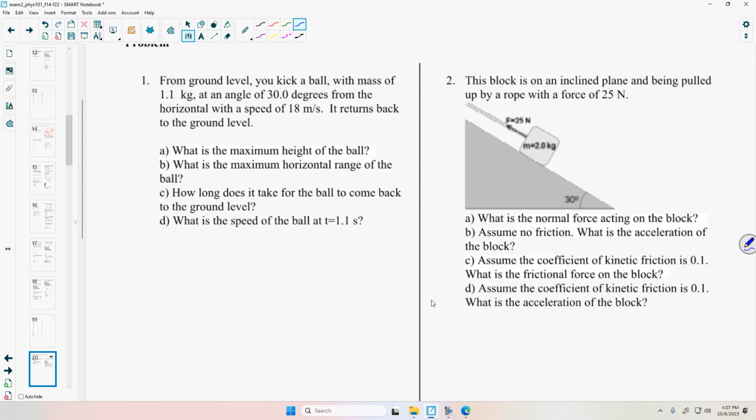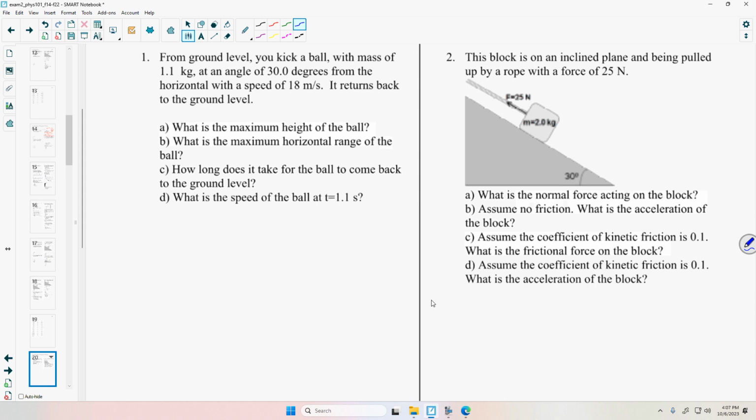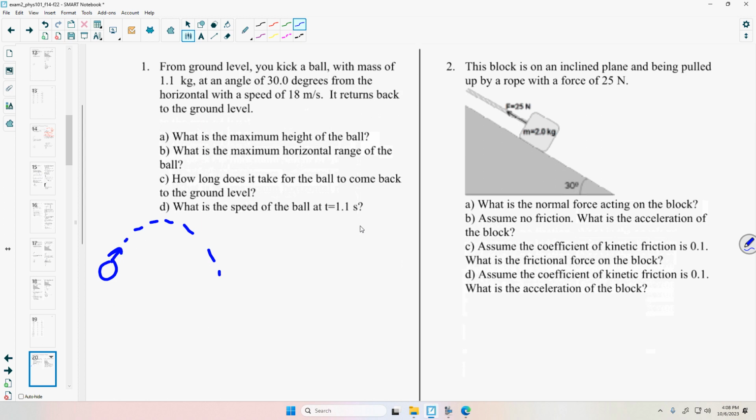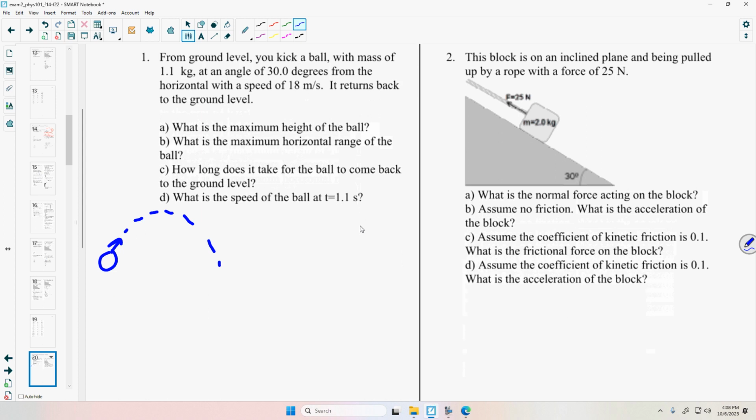Just for this one, your projectile motion will be really similar to this. I'm going to have an object that goes up and comes back down. By the way, this is fall 19. I think this is the first year I started doing free response. Goes up, comes back down.